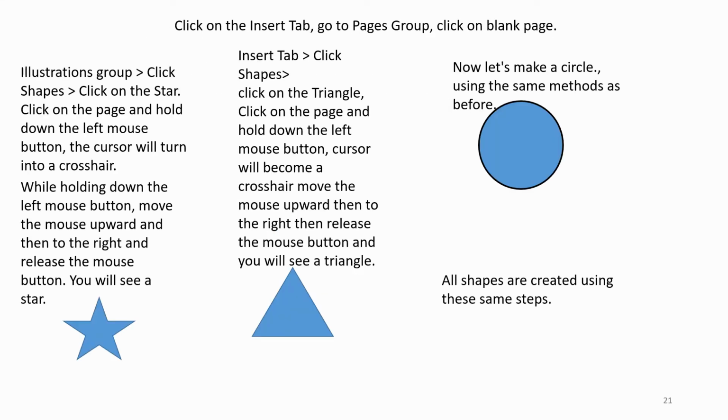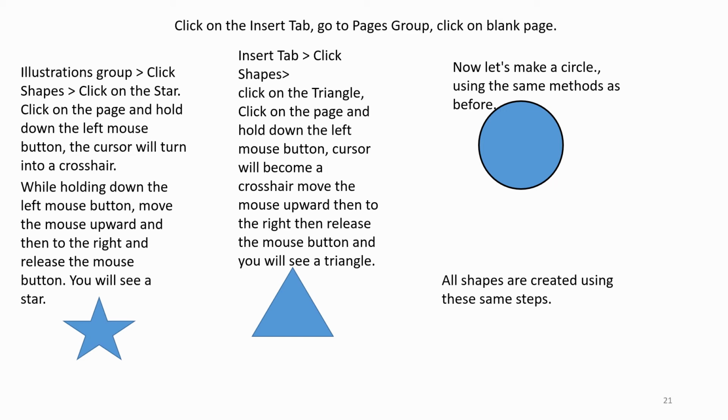Click on the Insert tab. Go to the Pages group. Click on a blank page. Illustrations group. Click Shapes. Click on the star. Click on the page and hold down the left mouse button. The cursor will turn into a crosshair. While holding down the left mouse button, move the mouse upward and then to the right and release the mouse button. You will see a star.